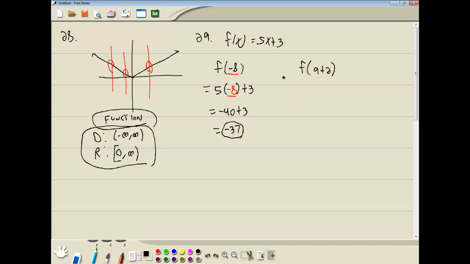Now f of a plus 2. Again, same idea. We go up to our original function. Everywhere we had an x, we'll put in parentheses. Everything else remains exactly the same. The 5, the plus 3, all I did is replace the x with parentheses. Step 2, whatever you're evaluating for, whatever's inside the parentheses here is automatically what you put in down here. So I'll put in a plus 2. And now we want to simplify. Distributive property, 5 times a is 5a, 5 times 2 is 10, plus 3, which gives us 5a plus 10 plus 3 is 13. So our answer is 5a plus 13.